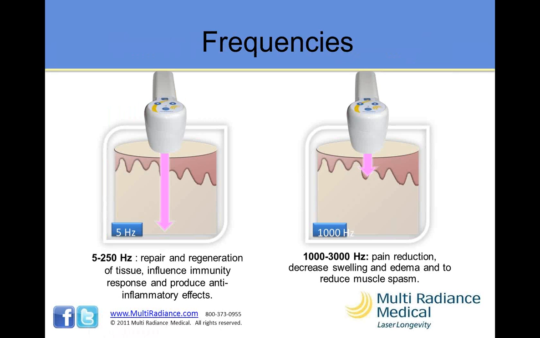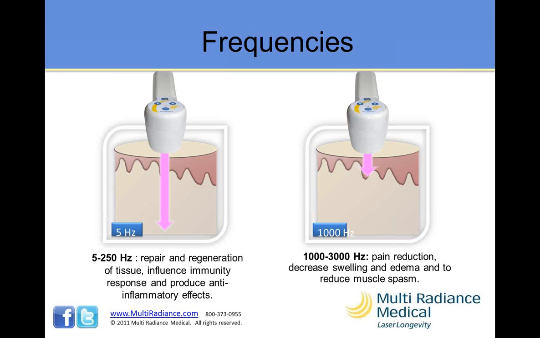Now, if we look at the different frequencies, just like we looked at the different wavelengths, there's basically two frequency areas or ranges that we talk most about. The 5 to 250 on the low end of the frequency spectrum is what we use for repair, regeneration of tissue, influencing that immune response, and then producing the anti-inflammatory effects. So the lower frequencies are what we're going to use for the early on issues that we're going to have with trying to stimulate healing.